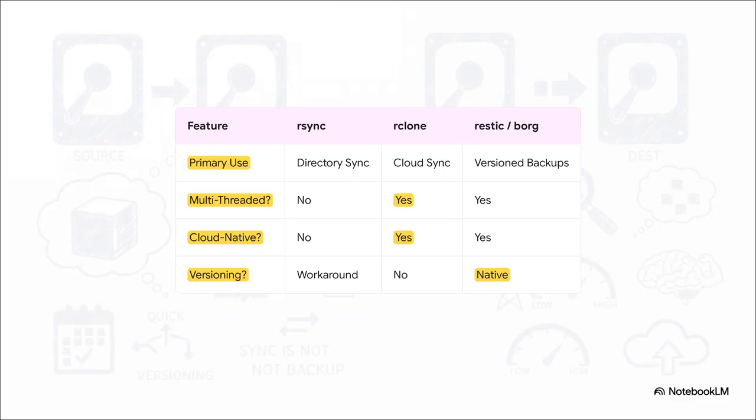This comparative chart really puts everything into perspective. For anything going to the cloud or for handling tons of small files, a multi-threaded tool like rclone is just going to be way faster. And for real, true, versioned, encrypted, and efficient backups, you need to be looking at dedicated tools like Restic or Borg. They have features like block-level deduplication and native versioning that Rsync was never, ever designed for.